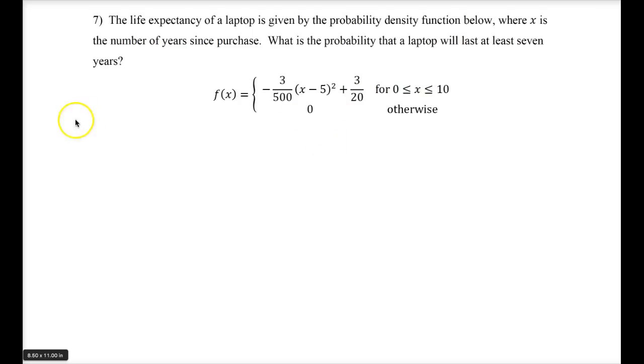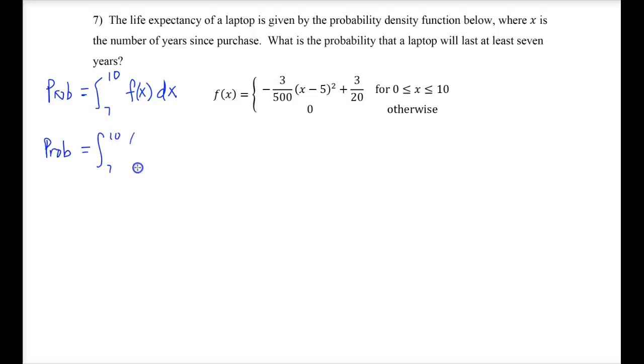All right, so now that we kind of know what's going on here, we know that to calculate the probability, all we need to do is do the integral from 7 to 10 of f of x dx. Pretty much it. Now, the tricky part is actually integrating this. And so if we do that, we're going to have to break this up into two parts. So, of course, our f of x is -3/500 of x minus 5 squared plus 3/20. And that will be just dx there.